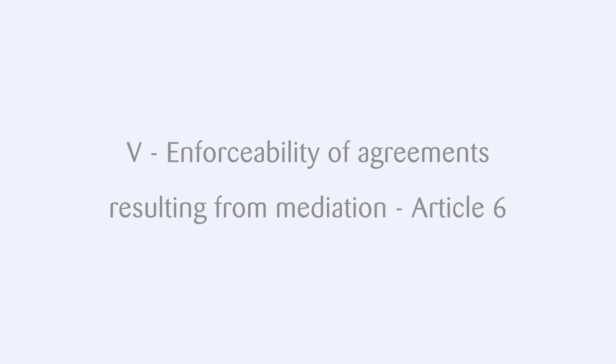5. Enforceability of agreements resulting from mediation. Article 6. An important provision in the directive, this article requires member states to ensure that an agreement resulting from mediation should, subject to certain narrow exceptions, be able to be made enforceable on the request of a party with the consent of the other. This can be done, for example, by a court decision or in another way available under the legal system of the member state where the request for enforceability is made, namely by an authentic instrument established by a notary.